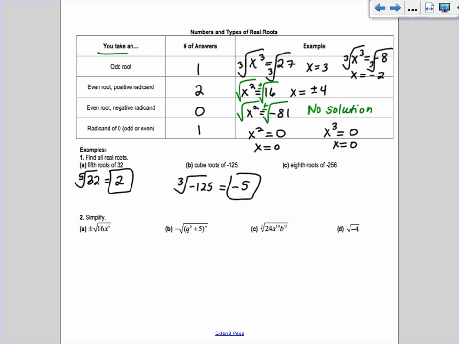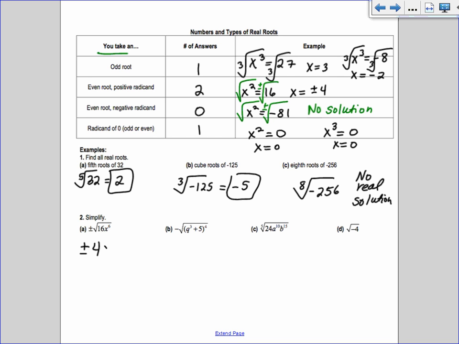All right, the eighth root of negative 256. No solution, doesn't work. No real solution. I'll say real for now. No real solution.